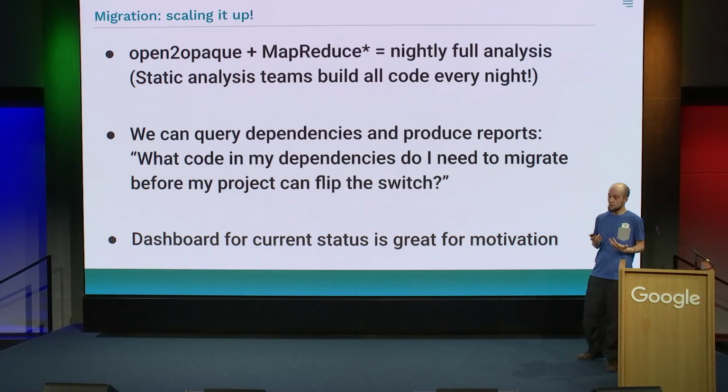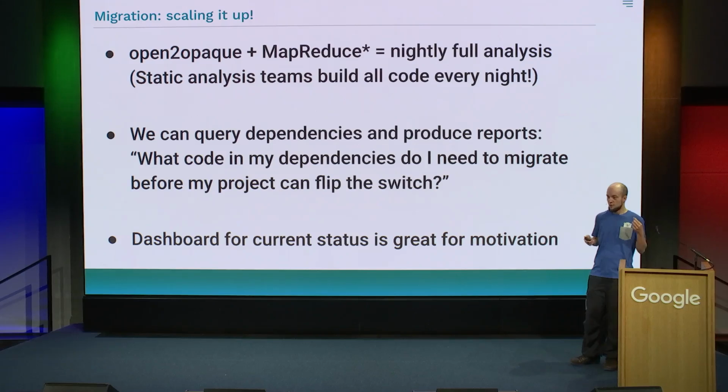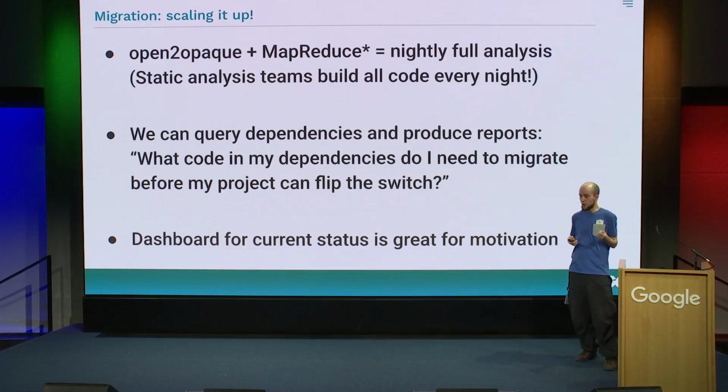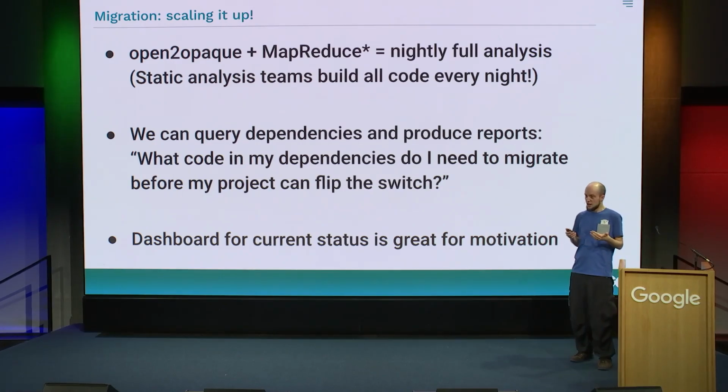So it's a lot less computationally expensive for us, and it is a huge advantage to have this sort of nightly analysis, because now we can actually query dependencies and produce helpful reports. A common question by product teams might be, well, we actually want to adopt the Opaque API, but there's a lot of code in my dependencies that might need migration first because they share protobufs or something like that. Which other files do I need to migrate first, or for which files do I need to wait, right?